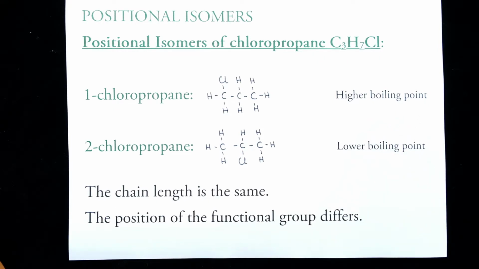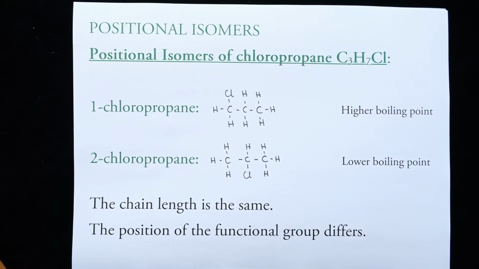You can see in both these examples, the chain length is the same, 3 carbons in a chain, but the position of the functional group differs. In these 2 examples, we have exactly the same chain length, but the position of the chlorine atom is different. So therefore, they are called positional isomers.